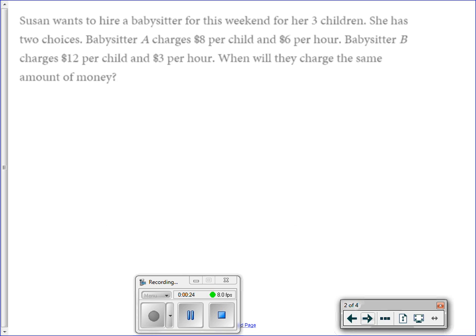First example, Susan wants to hire a babysitter for this weekend for her 3 children. She has 2 choices. Babysitter A charges $8 per child and $6 per hour. Babysitter B charges $12 per child and $3 per hour. When will they charge the same amount of money? So we're trying to find the number of hours when the babysitters are equal to each other.